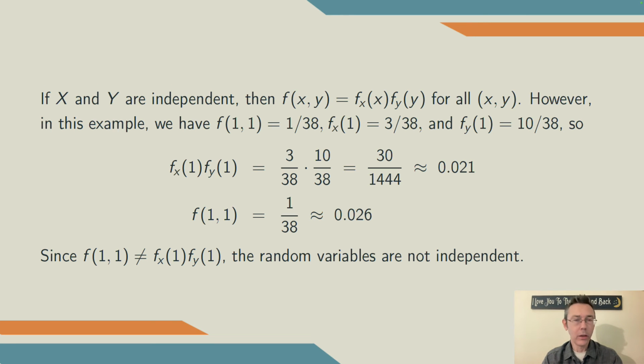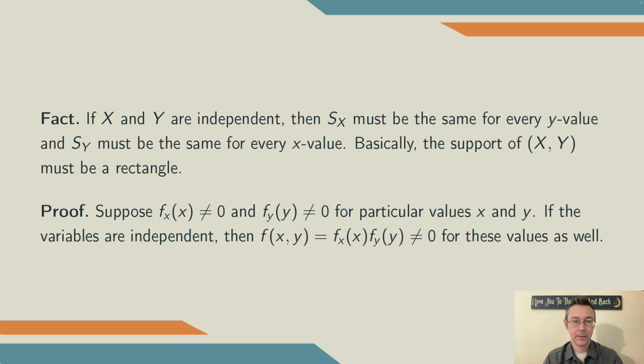So again, all it takes for the two random variables to not be independent is that this equality fails for at least one x comma y, and that's the case here. So we can conclude that these random variables are not independent. They're dependent on one another.